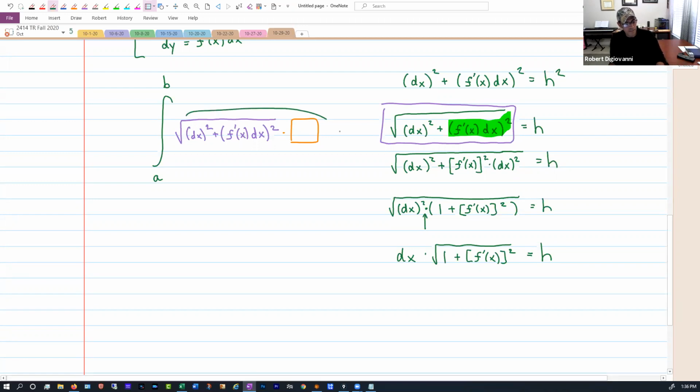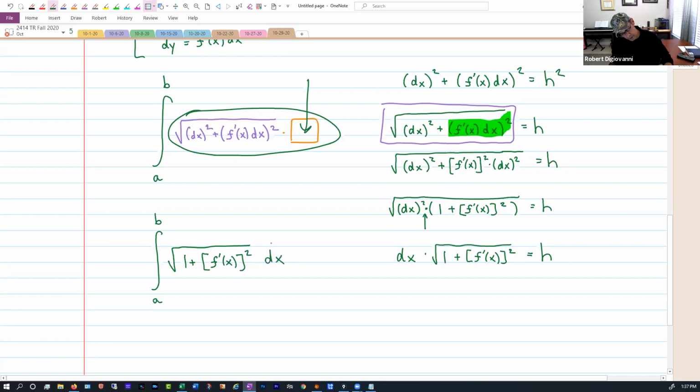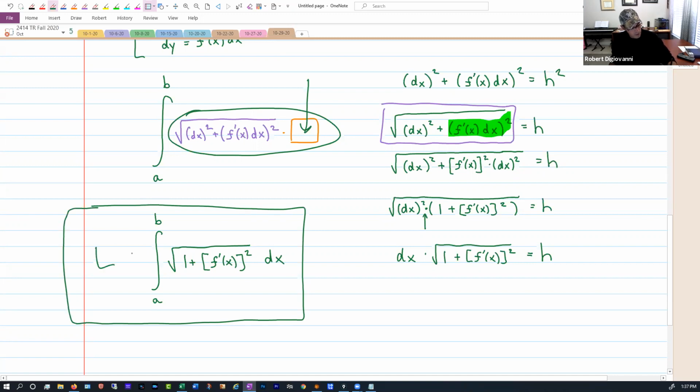We were sitting up here, we're like, this is weird because we don't have a dx or dy out here. Well, now we do. So this now becomes the integral from a to b of the square root of 1 plus the derivative of the function squared, dx. And that, my friends, is, I'm going to call you friends even if you don't consider me a friend, the formula for the length of the arc. That's the formula.